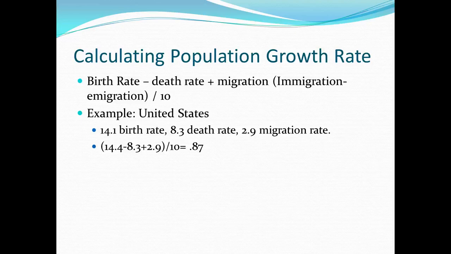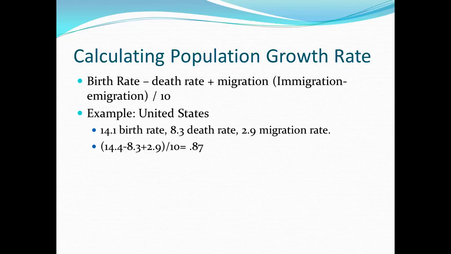Next idea: how to calculate population growth rate. This is really easy, guys. I'm sure you guys can figure this out. This is basically take the birth rate, how many babies are you having, minus the death rate, then add in migration. Migration is just immigration minus emigration. Divide it by 10. So here's my example. I took the United States, which has a birth rate of 14.1, a death rate of 8.3, and a very high migration rate of 2.9. You put this into a mathematical formula and you get 0.87.